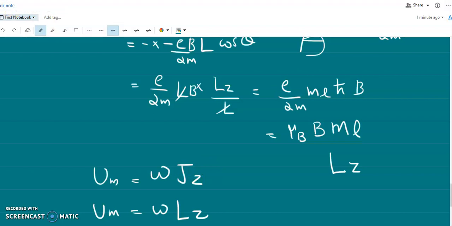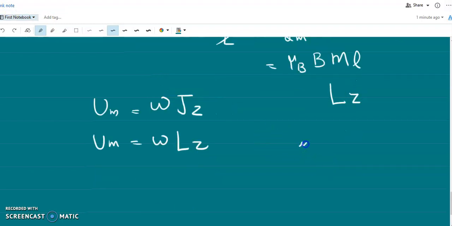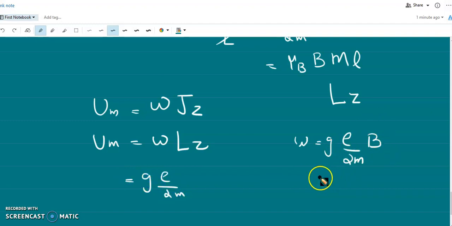Omega നമ്മൾ ഓൾറെഡി കണ്ടിട്ടുണ്ട്. Omega is equal to g into e by 2m into B. So g e by 2m B. So orbital motion is g 1 ആണ്. So this is e by 2m B. G is 1, so we don't have to put it. Lz is ml h cross.